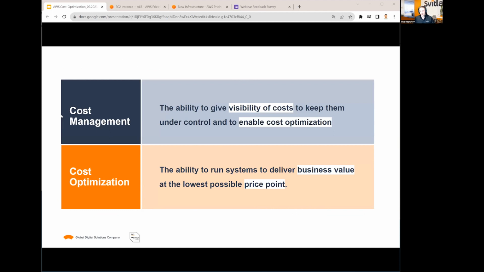Cost control actually contains two parts. The first of them is cost management. This is the ability to give visibility of cost and keep it under control, and it enables cost optimization. Cost optimization is the second part, and this is the ability to run systems and deliver business value at the lowest possible price point. Because the business should run, we need to use infrastructure, and we need to pay for what we use.